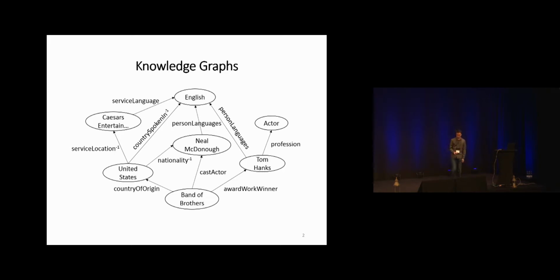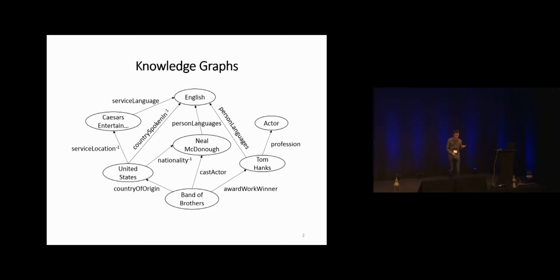So if you look at one small part of this large graph on the right, this actually tells us that the profession of Tom Hanks is actor. This is also called a triple. Each triple has a head entity, predicate, and tail entity.